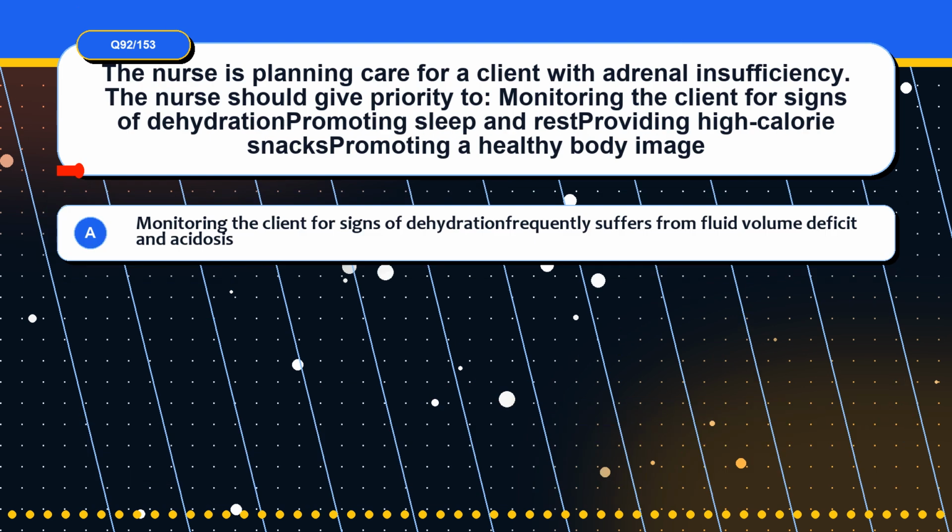Question 92. The nurse is planning care for a client with adrenal insufficiency. The nurse should give priority to monitoring the client for signs of dehydration, promoting sleep and rest, providing high-calorie snacks, promoting a healthy body image. Here are the options. Option A. Monitoring the client for signs of dehydration, frequently suffers from fluid volume deficit and acidosis.